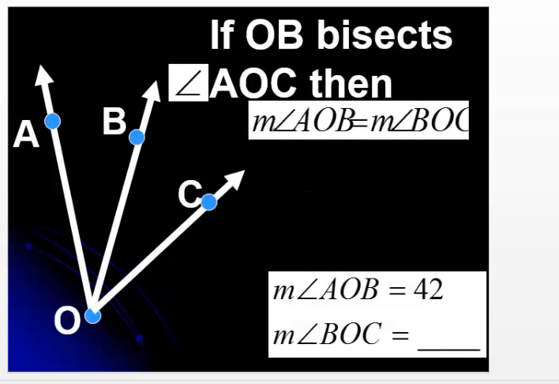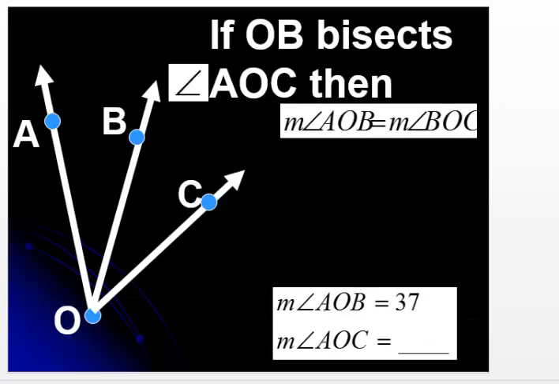Here's a couple of examples then. I'm telling you that AOB is 42 degrees. So if this is 42 degrees, it's telling me to figure out what BOC is. Well, BOC must be 42 also because those two angles are equal.